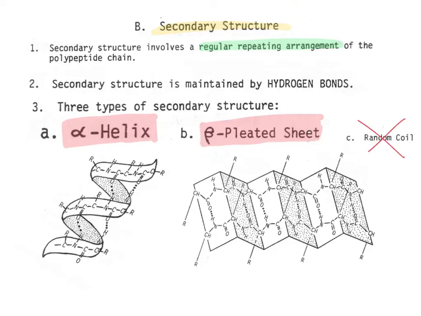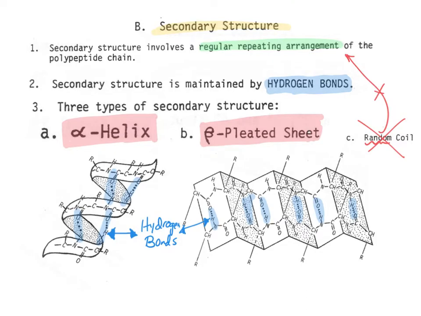The third one that the book mentions is the random coil, and by definition, if it's a random coil, it cannot be a regular repeating structure, so it doesn't fit in with this pattern. It ends up that secondary structures are all held together by hydrogen bonds, and what they're doing is they're linking carbons and oxygens and hydrogens that are very far apart and holding them together so that they make this very nice repeating pattern, and you can actually see a coil or a pleated sheet.